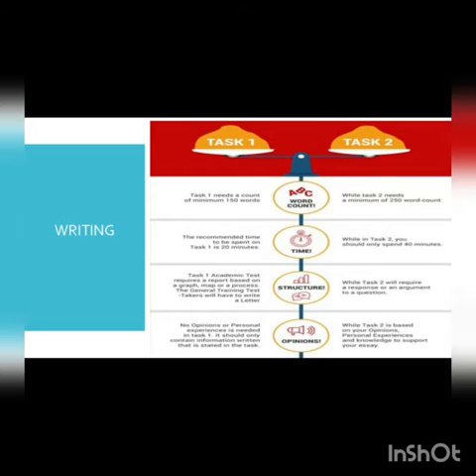The next one is structure. In task 1, for academic tests, there will be an image of any graph, map or process. And for general training, test takers will have to write a letter. It may be formal, informal or semi-formal. However, task 2 is totally based on social or global issues.